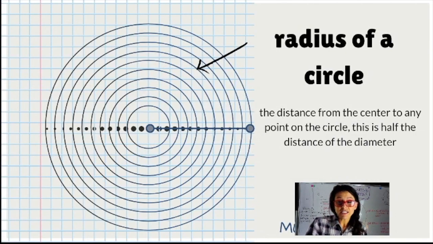This week, we really need to understand radius a little bit more, because radius is half the diameter, and radius has a very special relationship to the area of a circle, much like the diameter had a relationship to the circumference of a circle. The radius of a circle is the distance from the center to any point on the circle. This is half the distance of the diameter.